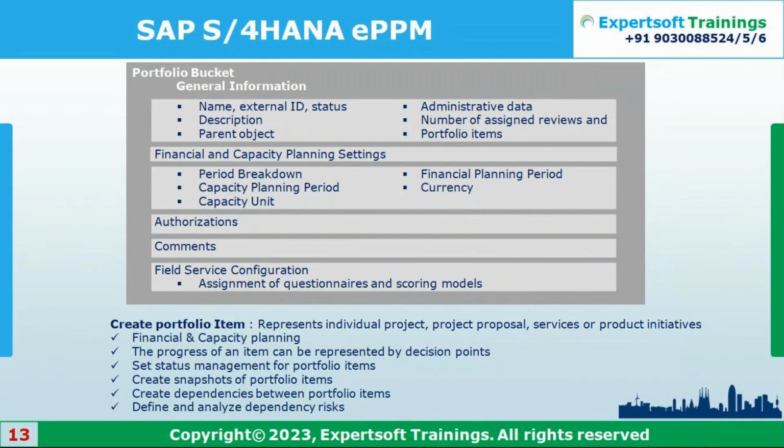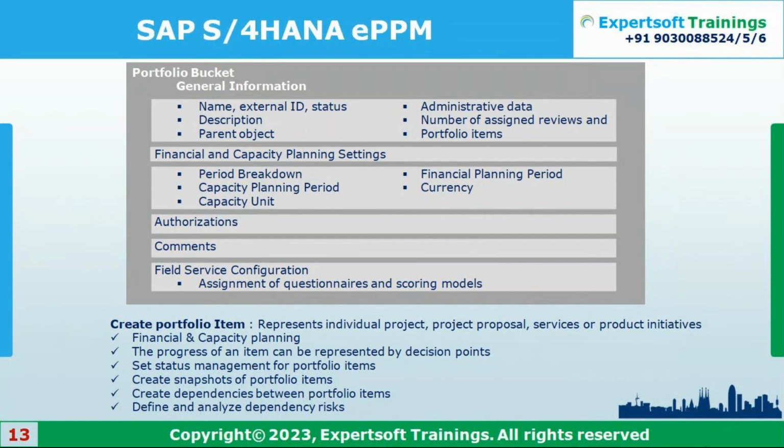And then you can do the financial plannings, like cost plannings, budget plannings, revenue plannings, and capacity plannings. You can maintain some administrative data. Then you can do some reviews on that, and you can assign any sort of items or initiatives under the bucket. You can also provide authorization, as we discussed, along with the ACLs, and give comments.